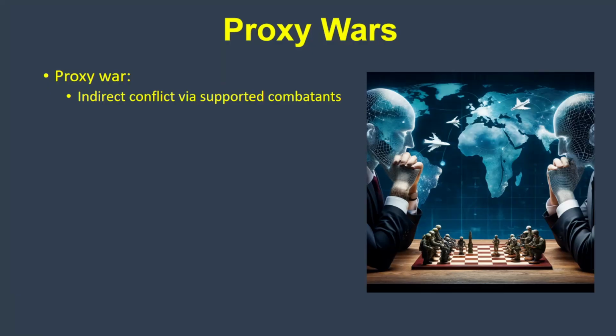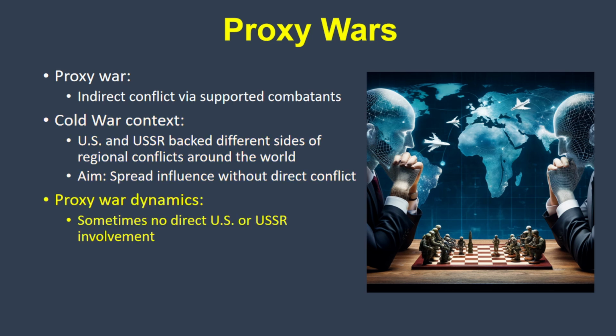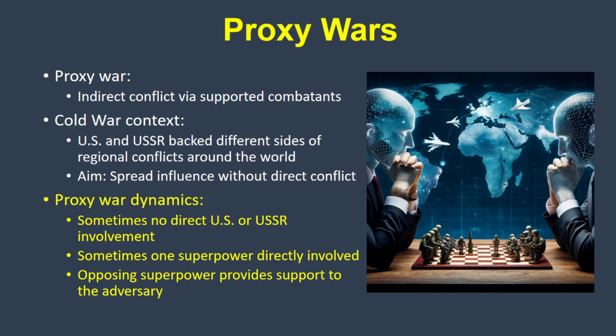But their rivalry did play out indirectly through a series of proxy wars. A proxy war is a conflict where two opposing countries support combatants that serve their interests instead of fighting each other directly. During the Cold War, the United States and the Soviet Union often backed different sides in local conflicts around the world to spread their influence. Sometimes this meant that neither the US or the USSR got directly involved, or sometimes it meant that only one side was directly involved, but with the other superpower providing support to the enemy. Let's look at some examples.